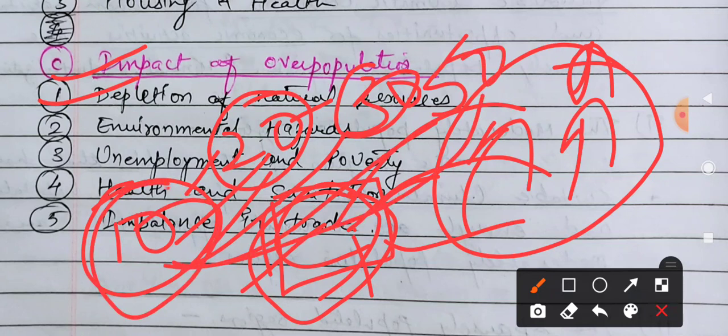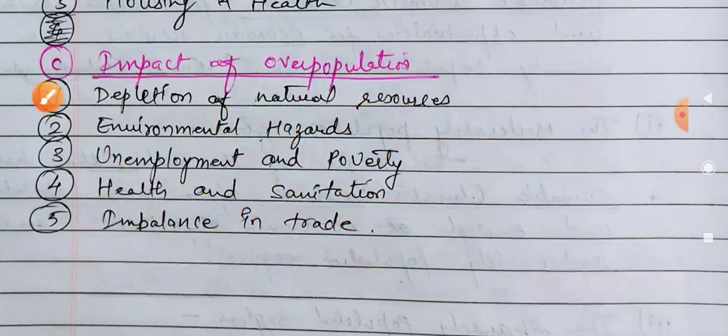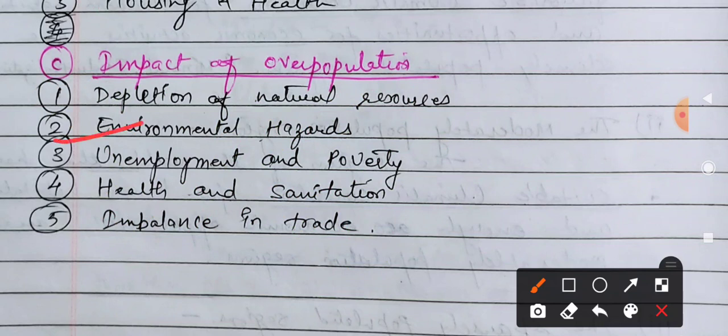Imports, it means if the resources are not available in a particular country, they are importing from another country, and we have to give foreign reserves. It means the foreign currency. Okay, and it will put more burden on the nation, just like India. Next one is the environmental hazards. Obviously, if more people are there, industrialization and urbanization are increasing, and it unbalances the earth's environment. Because of that, the environmental hazards are happening.